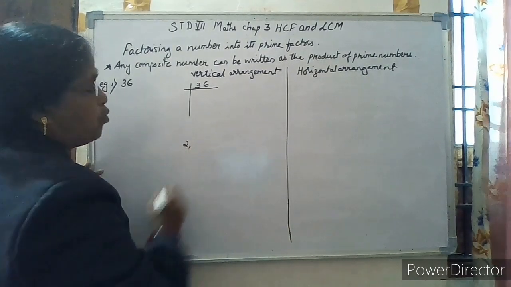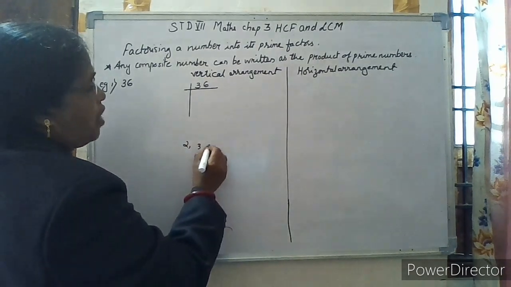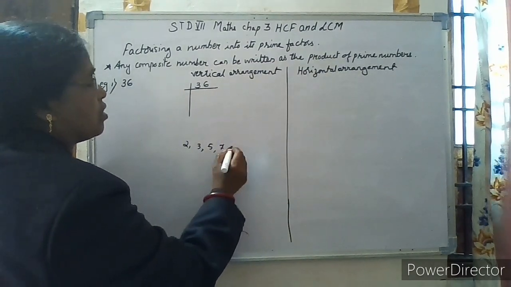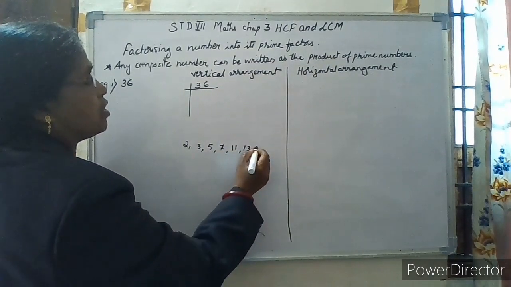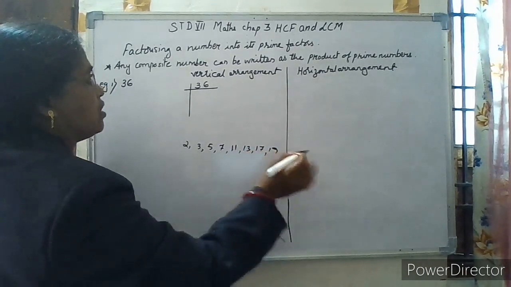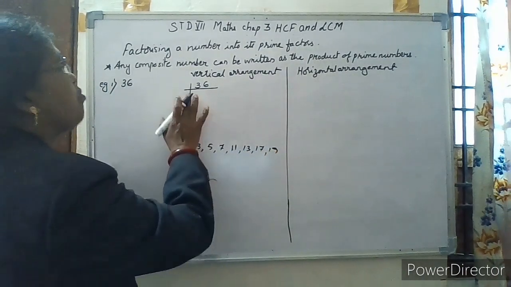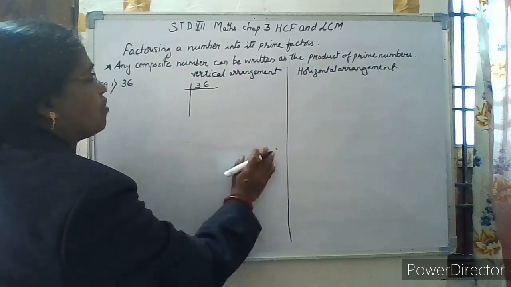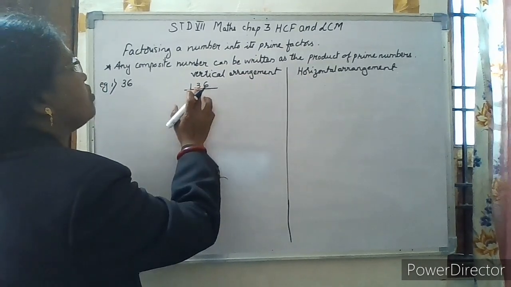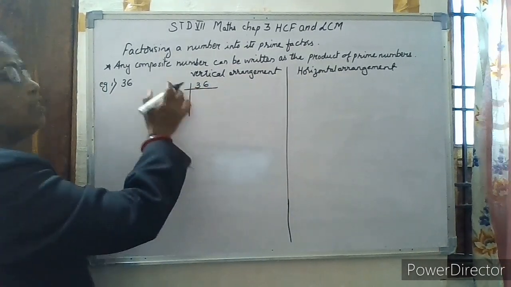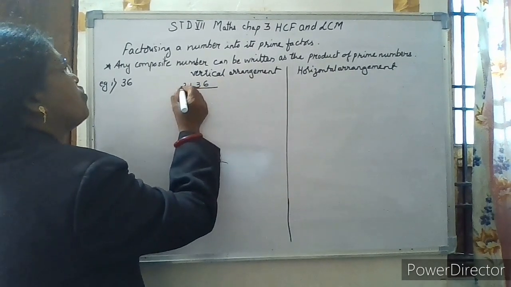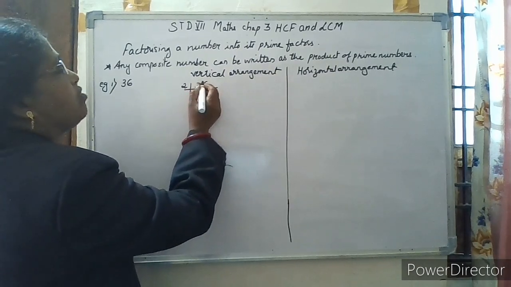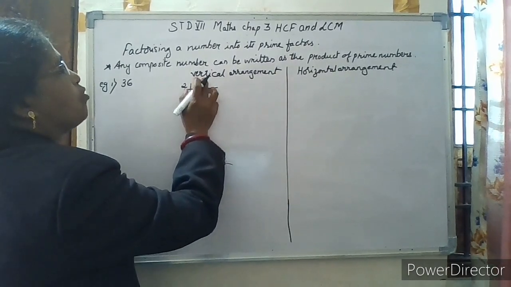Prime numbers start from 2, 3, then 5, 7, 11, 13, 17, 19 and so on. Now the smallest prime number is 2. We can start with the smallest one because this number is an even number. It is divisible by 2. So therefore start with 2. Write 2 here. 2 ones is 2. 1 is remaining. That means this one you carry here.